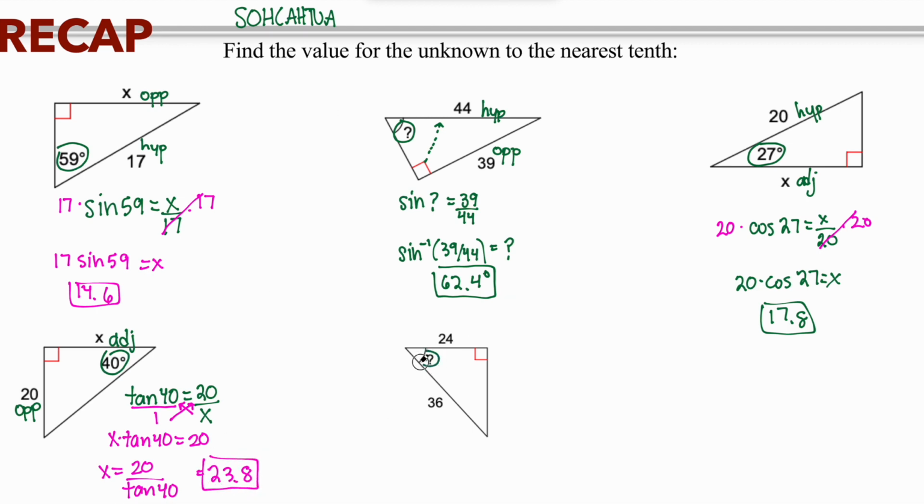And last, according to this angle, this is my adjacent, this is my hypotenuse, which means cosine of my angle is my adjacent over my hypotenuse. So I'm going to do the inverse of my ratio, and I will get 48.2 degrees.